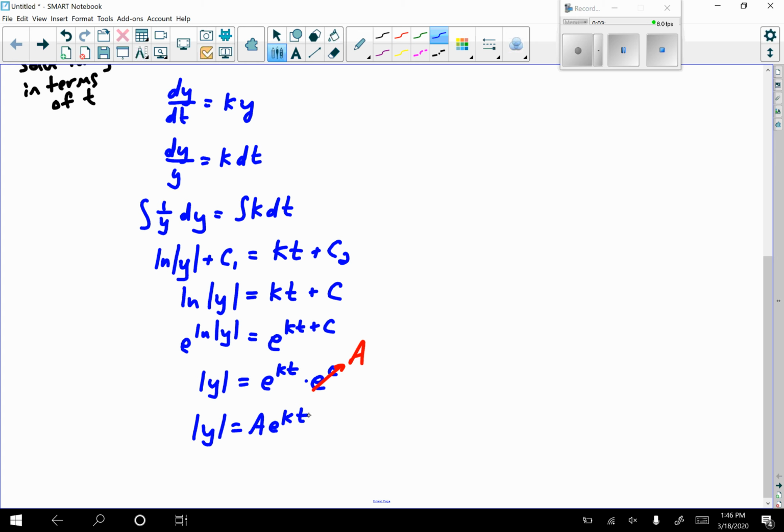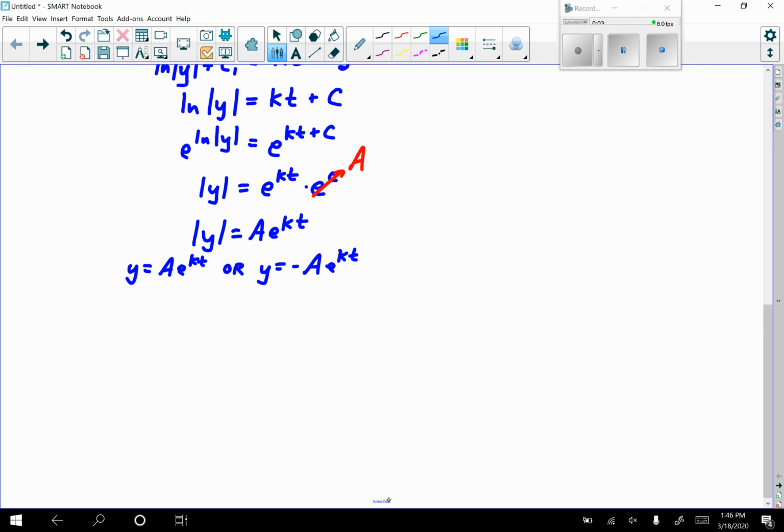Now technically it's going to equal a positive or a negative. I am going to write that part as I explained in the homework problems. So y is going to equal positive a times e to the kt, or y equals the opposite of a times e to the kt. As I mentioned before in the homework problems, the initial condition will dictate what a is. So technically we could just say that y is equal to a times e to the kt.